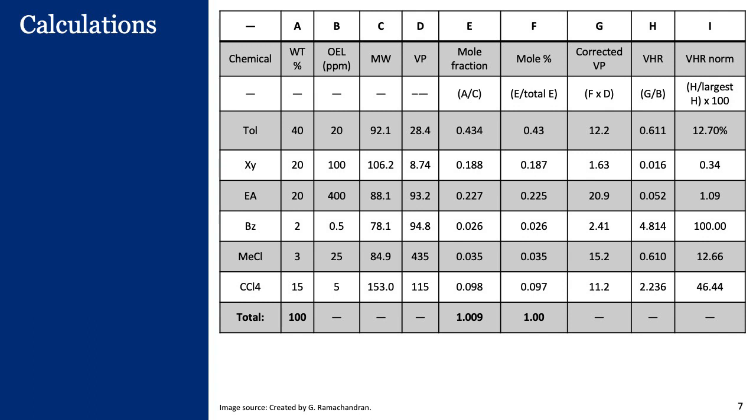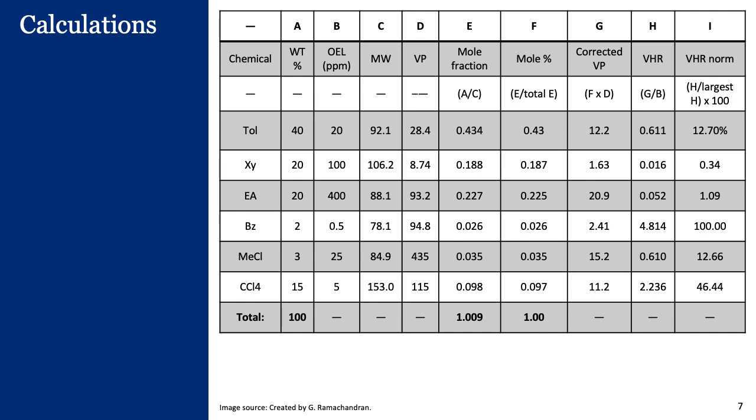So the numbers are not too different between column F and column E, because we are essentially dividing, for example, for toluene, 0.434 divided by 1.009. So you get 0.43, which is not that different. But now the different mole percentages add up to 1 or 100%. And then in column G, we calculate the corrected vapor pressure.